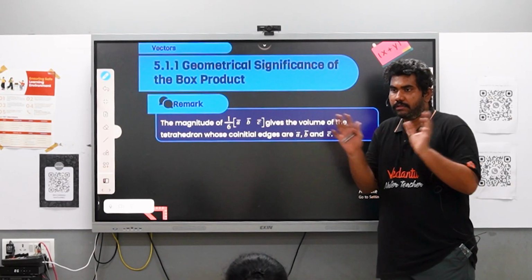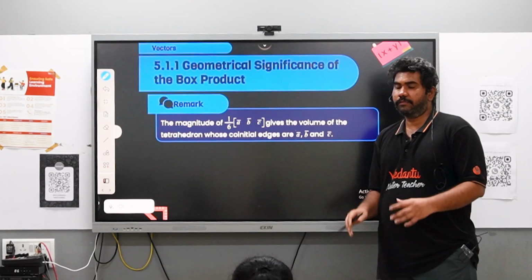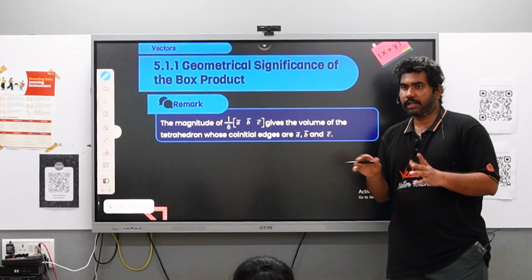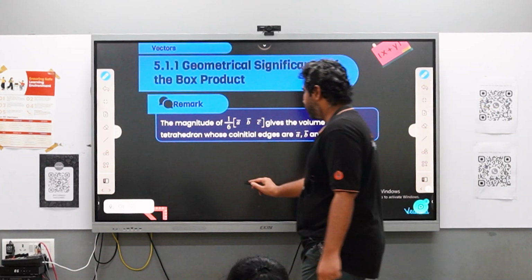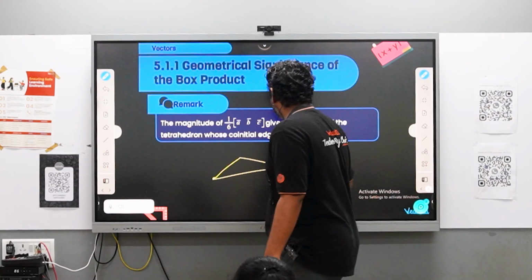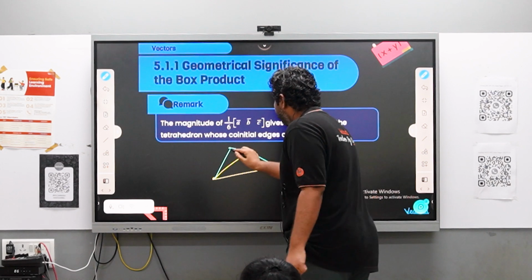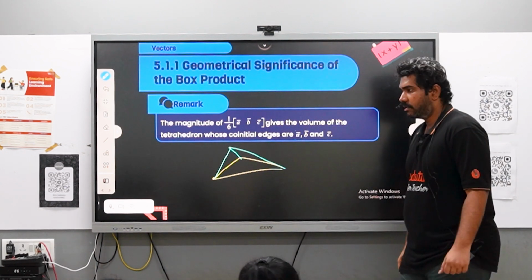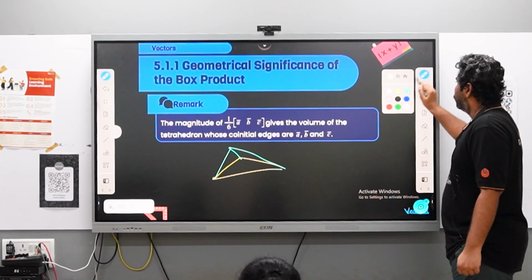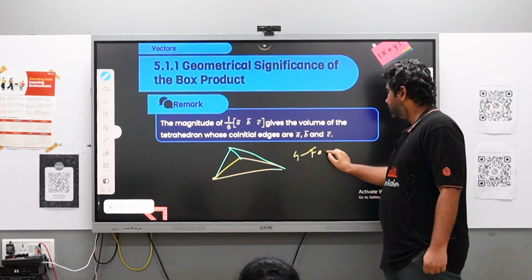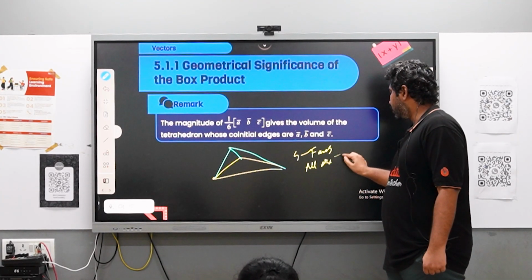Tetrahedron means a shape which has 4 faces. All the 4 faces will be triangles. That's a tetrahedron. It just looks like this. If we have something like this and take a point, it just looks like this. Tetrahedron. So there will be 4 faces, and all of them are triangles.